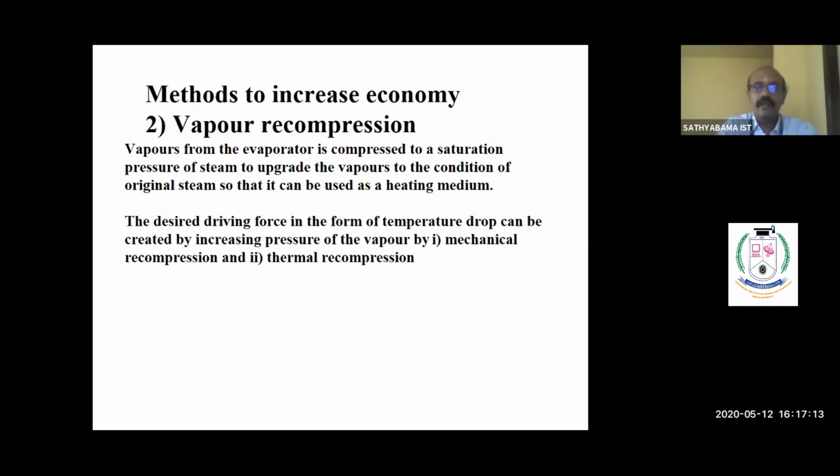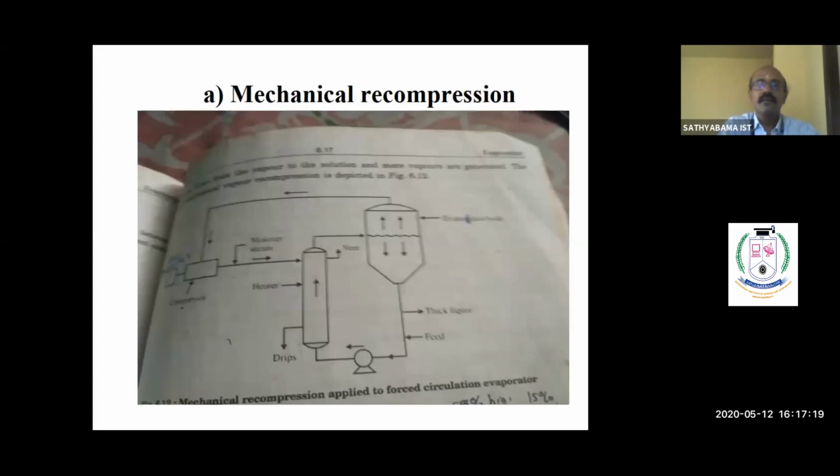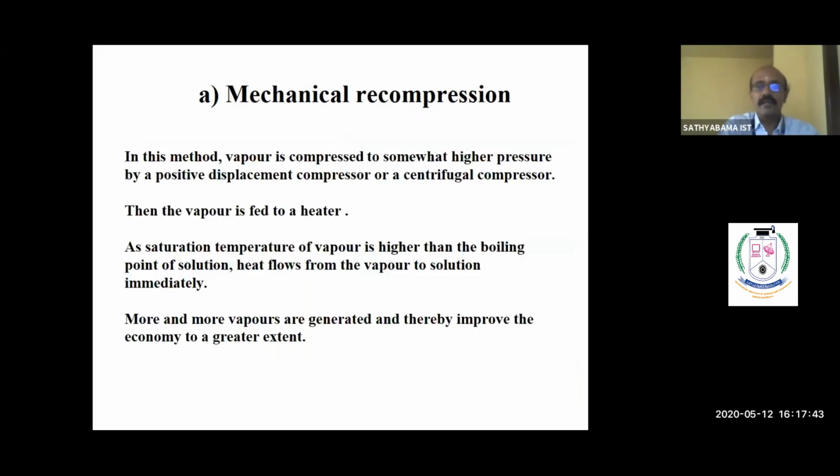The desired driving force, in the form of temperature drop, can be achieved by two methods: one is the mechanical method and the other is the thermal method. Coming to the mechanical method, here we have a compressor so that the pressure of the steam can be increased to a greater extent. Then it is passed through a heater to remove the impurities, and then passed to the evaporator body, thereby the rate of evaporation can be increased. So this is the mechanical recompression method.